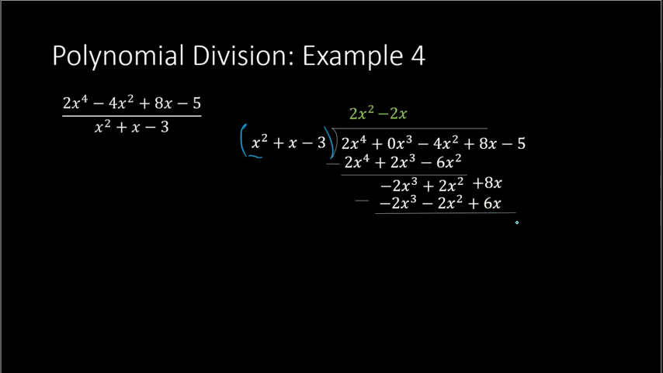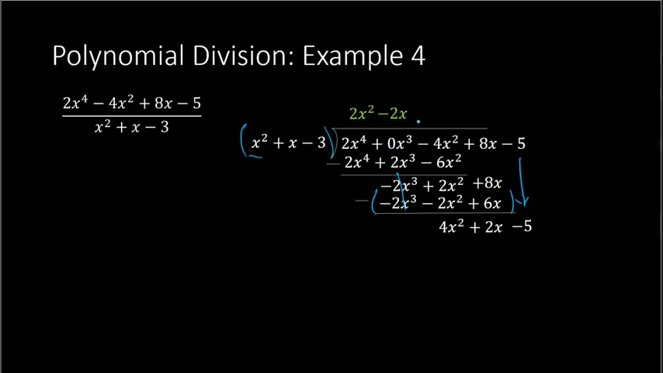And then from here, we subtract. So remember, we're subtracting everything. So negative 2x cubed minus a negative 2x cubed, that becomes a plus, which would cancel. And then 2x squared minus a negative 2x squared. So minus the negative, again, would make a plus. So 2x squared plus 2x squared, that would give you 4x squared. And then 8x minus the 6x would give you 2x. So now we have 4x squared plus 2x. And now to finish off, we bring down this negative 5 and then repeat the process one more time.